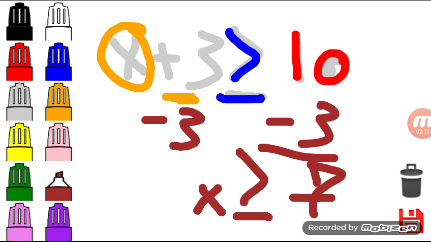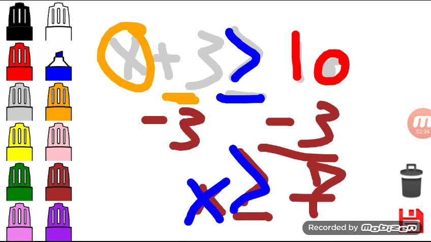And I'll show you guys, like I said, how to graph these next episode, but for now this is the equation that is true. So this equation says x is greater than or equal to 7. Okay, so that's how you solve those.